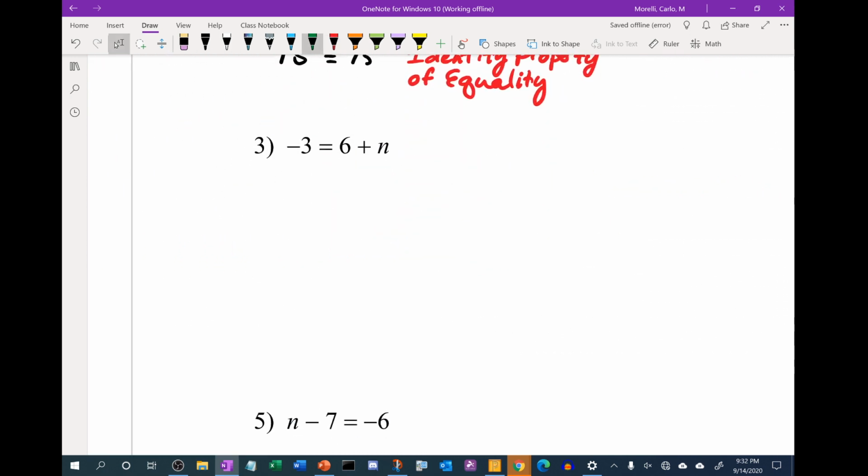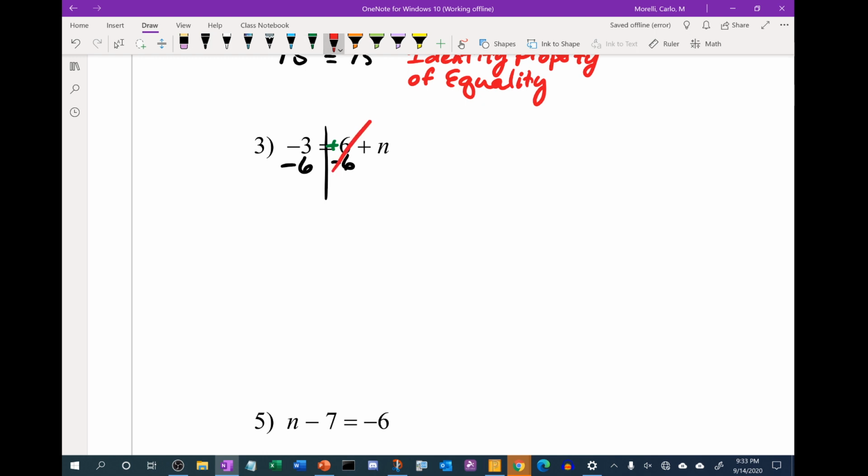Number 3. Draw our line. I want to get n by itself because I want to find out for what value of n is this equation negative 3 equals 6 plus n true. Okay, so what I got to do is I need to reverse this positive 6. So I'm going to subtract 6. But now I'm out of balance because I subtracted on the right. So I need to come over here and subtract on the left.